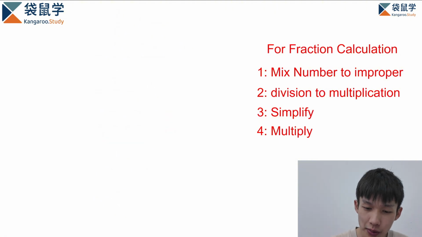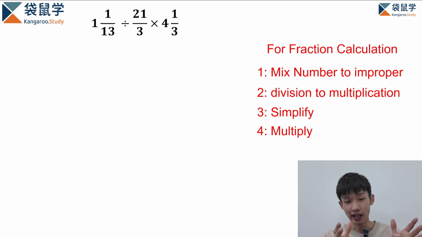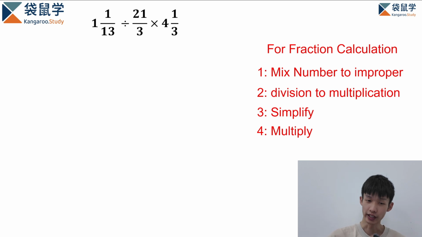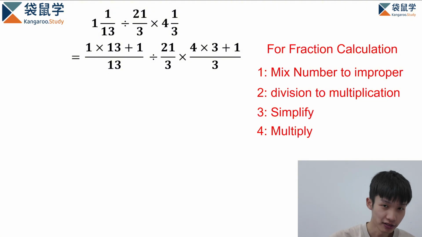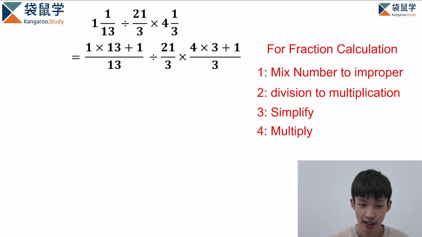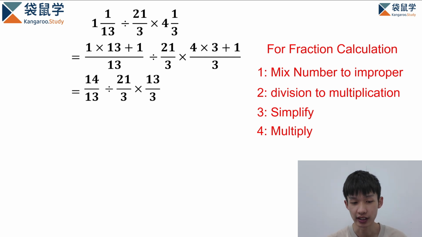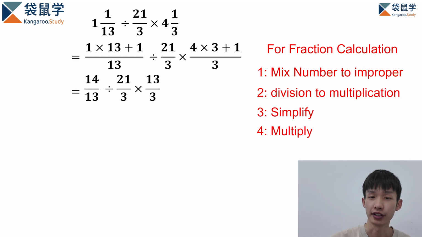So let's try to apply this method to this calculation over here. The next step. Over here, we have a lot of mixed numbers. So what should be the first step? Yes, change mixed numbers into improper fractions. So what we do is just change all of them and keep the division. Don't change it first. We're just doing the first stage. And then what we get will be 14 over 13 divided by 21 over 3 times 13 over 3.